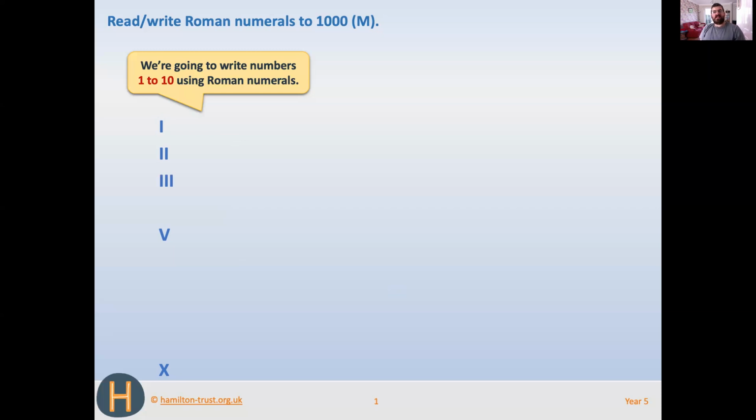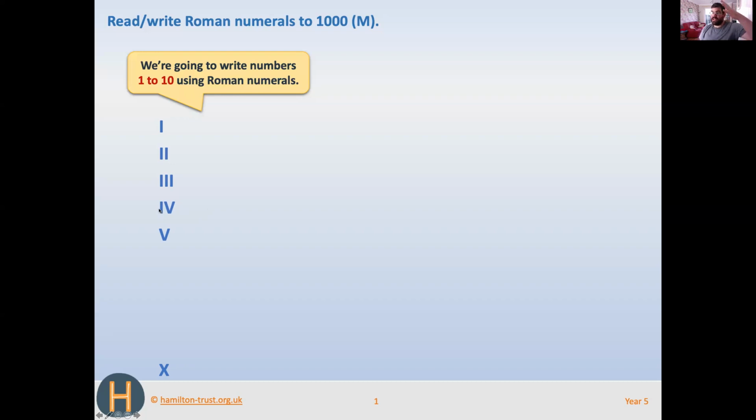Now, it gets a bit trickier now, doesn't it? Because we recognise that if they only used I, it would start to take a long time to write numbers, wouldn't it? I could be here all day writing 47. So they don't just use I. If they've got V, what they do is they think it's 1 less than 5. So here is 1 more than 1. 2 more than 1. This is 1 less than 5, where the I is to the left of the 5.